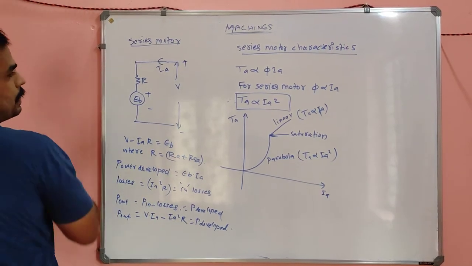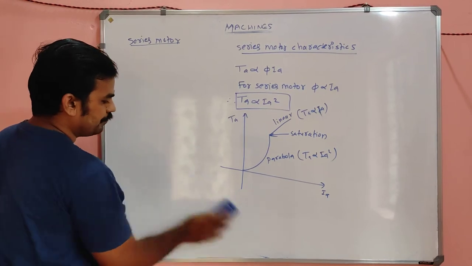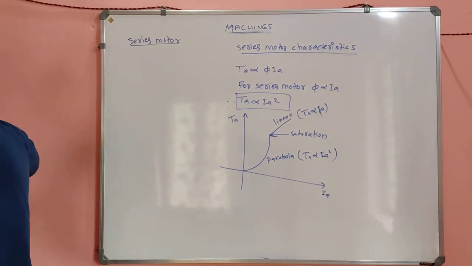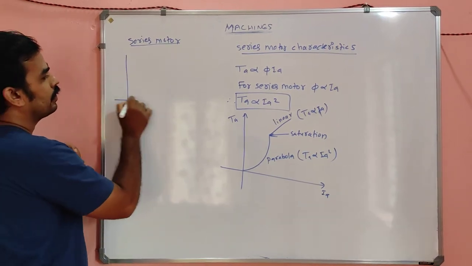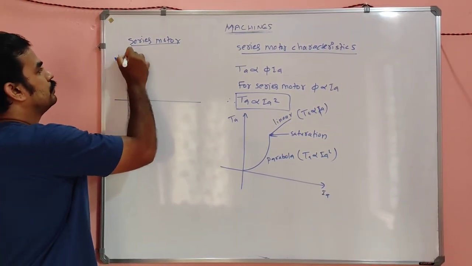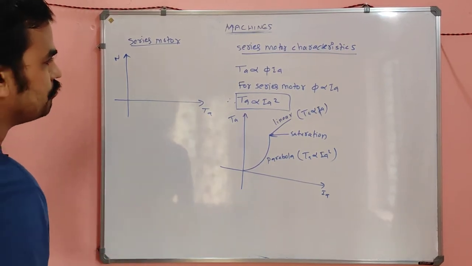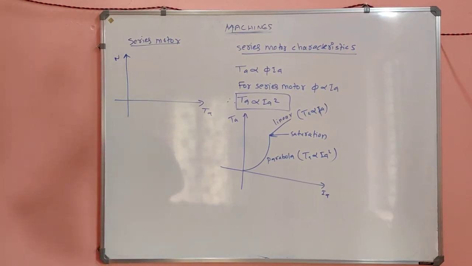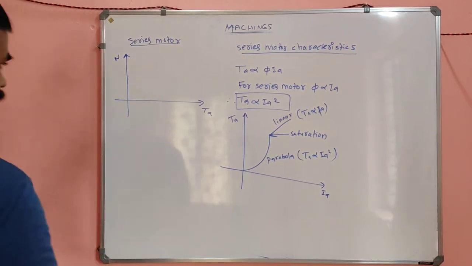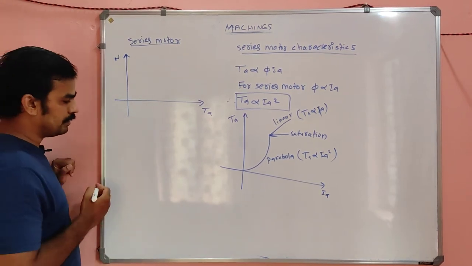And what will be the speed versus torque graph? How can we write that equation? For that, we need another equation. I will tell you that first, then only this graph can be solved.